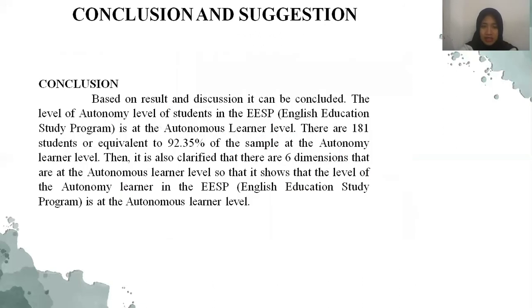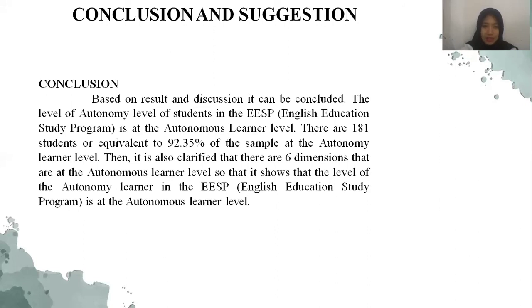And then conclusion and suggestion. In chapter 5, conclusion based on the result and discussion, it can be concluded that the autonomy level of students in the ESP or English Education Study Program is at the autonomous learner level. There are 181 students, or equivalent to 92.35% of the sample, at the autonomous learner level. Then it is also clarified that there are 6 dimensions that are at the autonomous learner level, so it shows that the level of autonomous learners in this ESP or English Education Study Program is at the autonomous learner level.